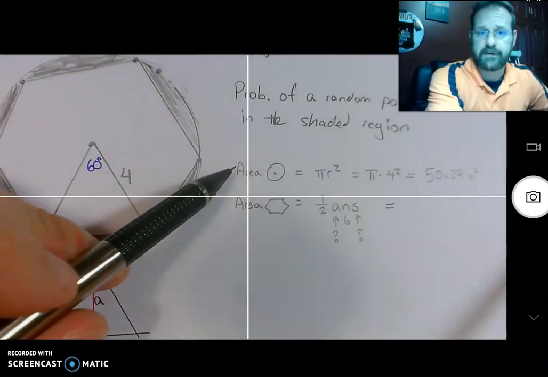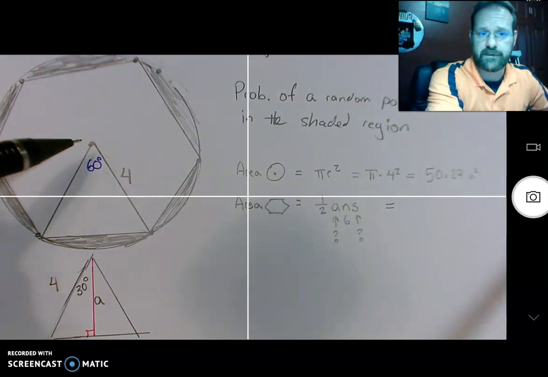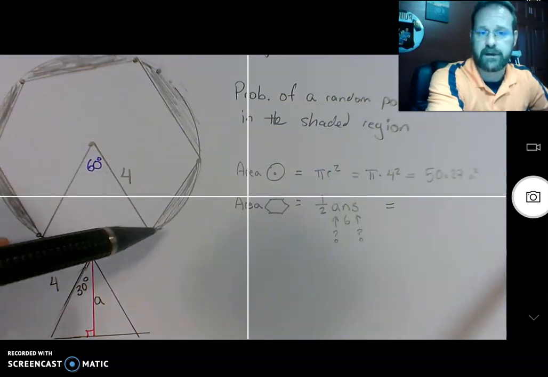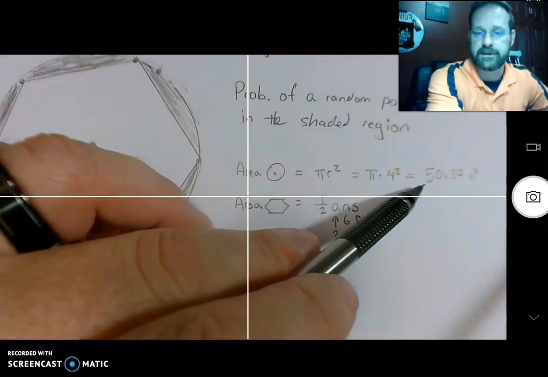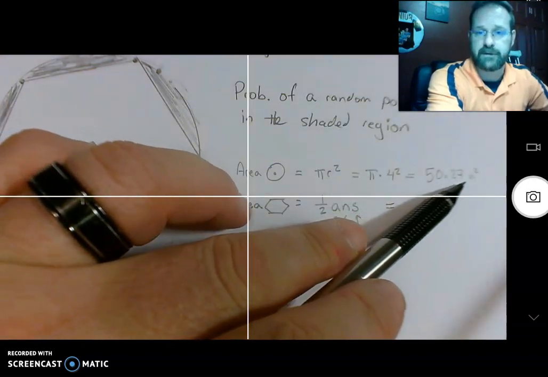Okay, so the area of the circle is pretty easy. This is the radius, okay, because it goes all the way from the center of the circle to the outer edge. All right, so pi r squared, pretty easy. Plug and chug: 50.27 units squared.